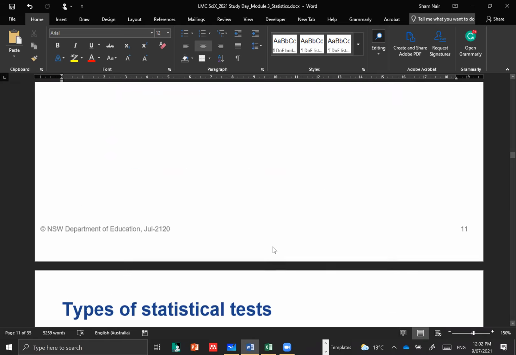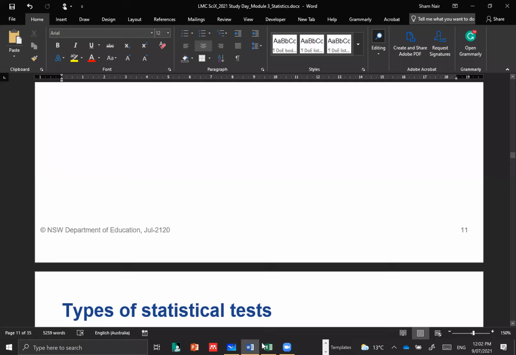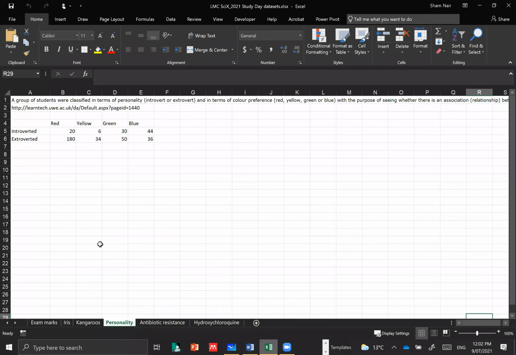Now I want to briefly swap screens to the Excel spreadsheet. So you will have this Excel spreadsheet, as I said. In this Excel spreadsheet, we've got a number of tabs at the bottom.